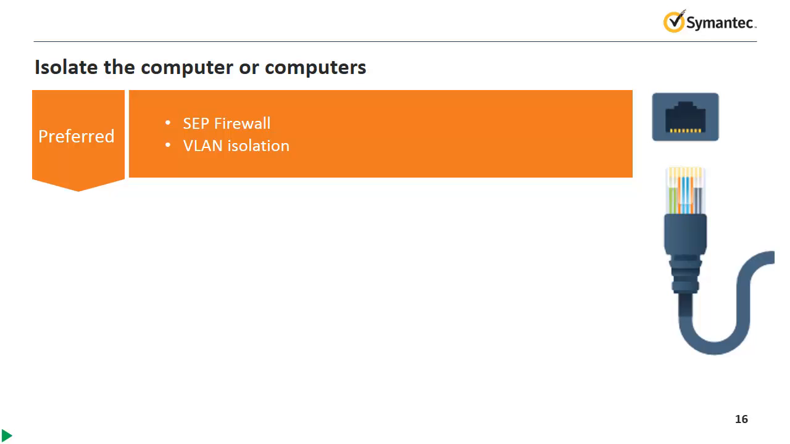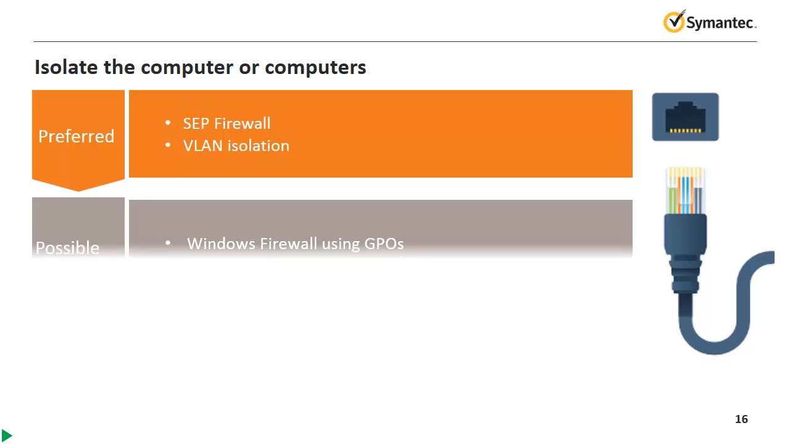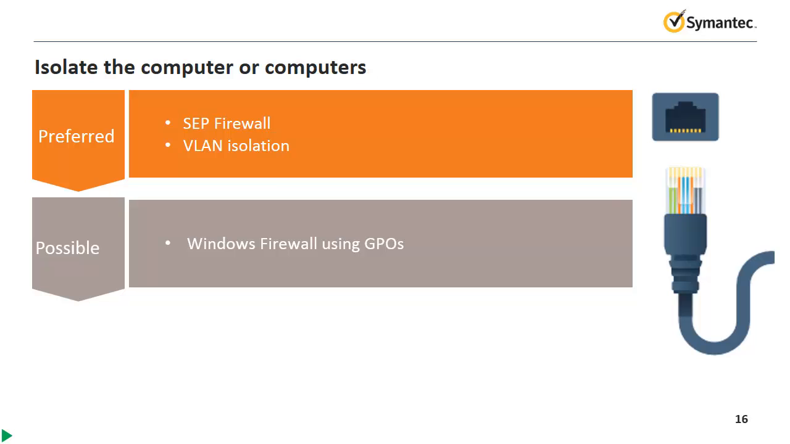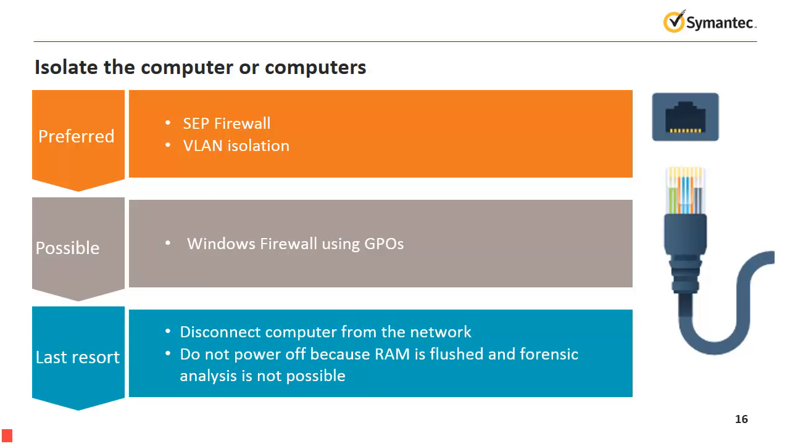If malware is listening or running on a port, you can quickly create a SEP firewall rule to block the port. In virtual environments, you can use VLAN isolation to restrict ports and create an uplink through which the virtual machine only communicates. Also, you can configure group policy objects to enforce the Windows firewall configuration. Or, as a last resort, remove the machine from the network. Make sure not to power off the computer.